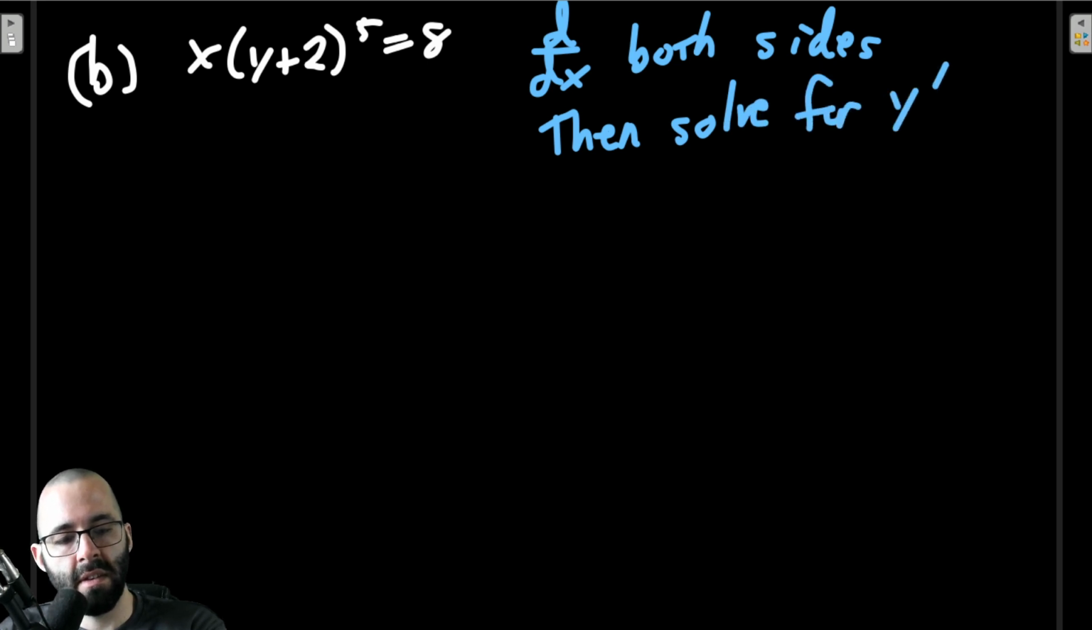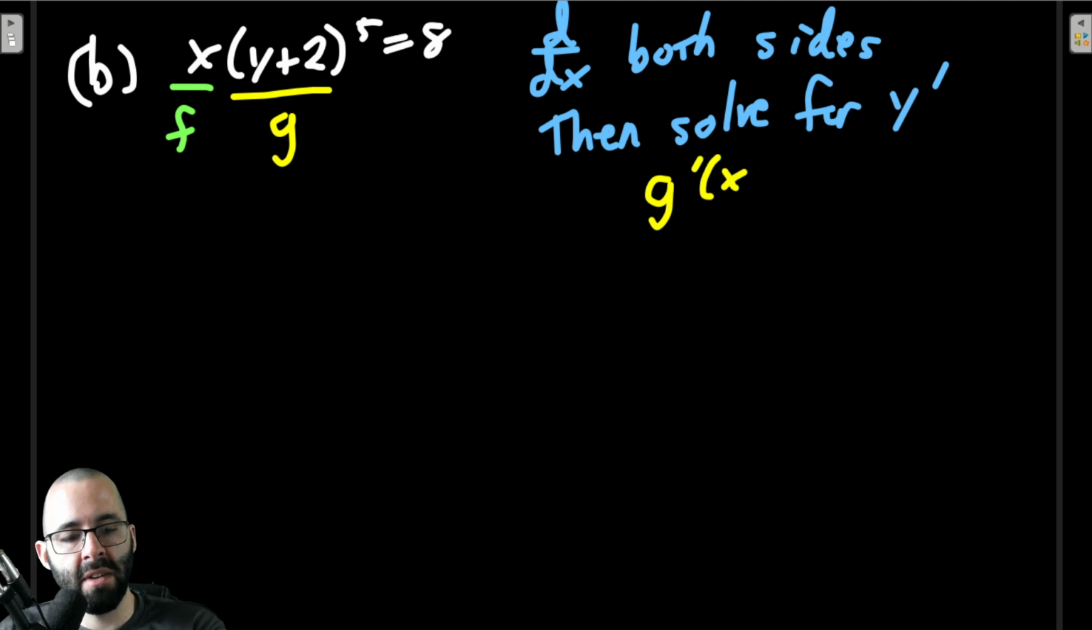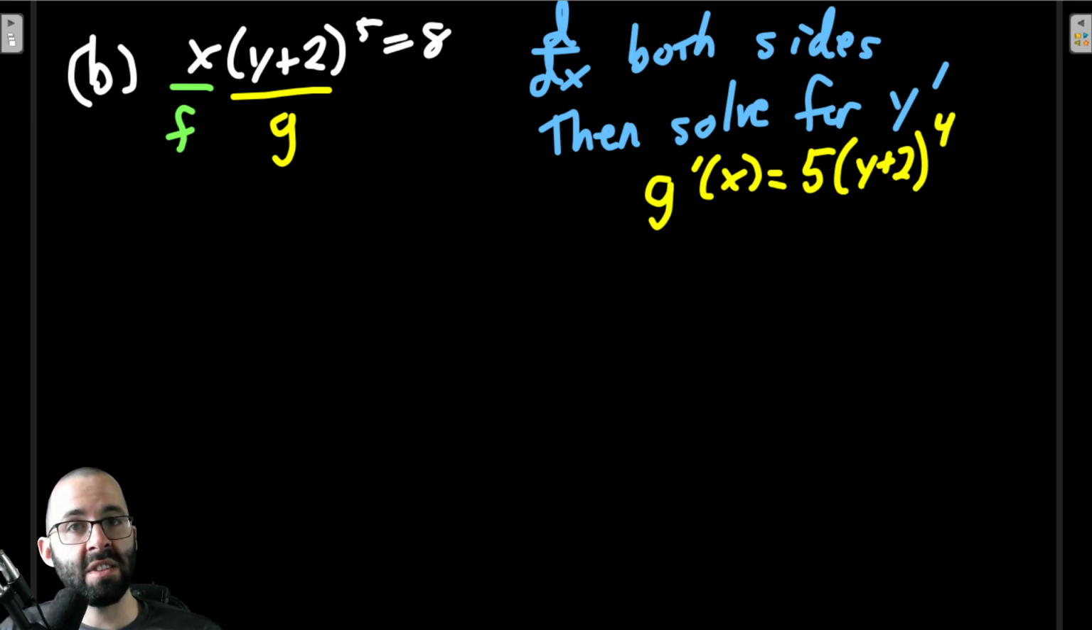So we have the same situation as before. We need to use the product rule. This is going to be our f, and this is going to be our g. So let's go off to the side. What is g prime? 5, inside stays the same, lower the exponent. Derivative of the inside with respect to y would be 1, but we're taking the derivative with respect to x. Derivative of the inside with respect to x is going to be y prime.